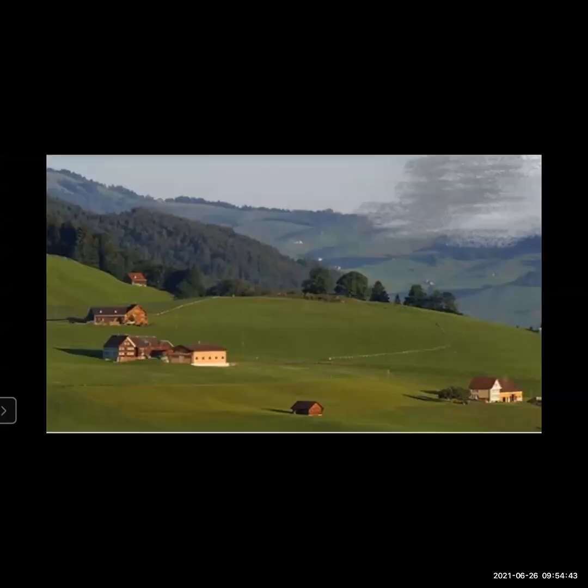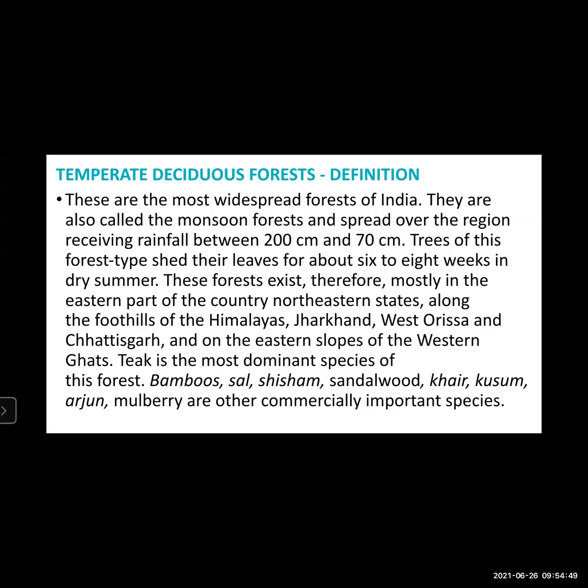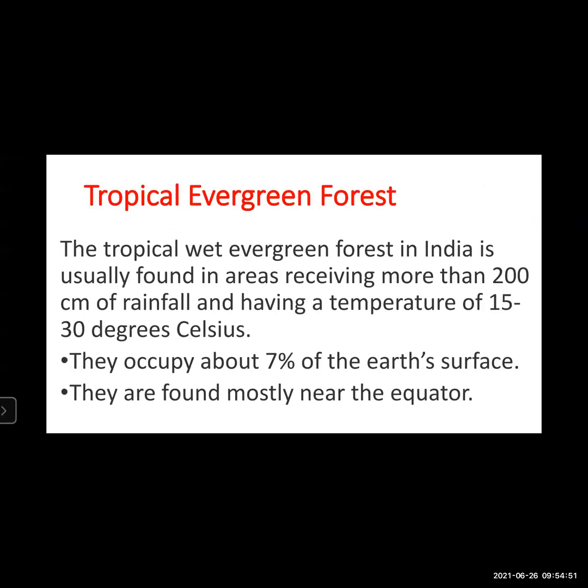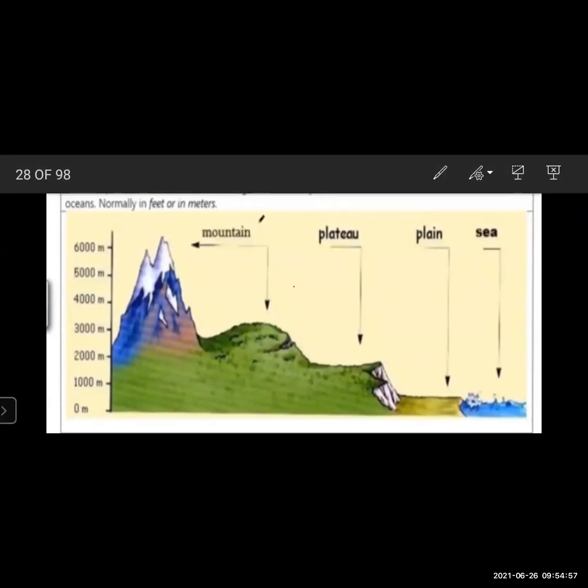And now, what is a plain? I've shown you that video and photo also. See, this is a plain. A plain is an area that is just near sea level. And what is a plateau? A plateau is above sea level. See the difference here. It is a flat surface area above sea level. So do not get confused. A plain is the area which is near the sea, and a plateau is the flat area which is above sea level.